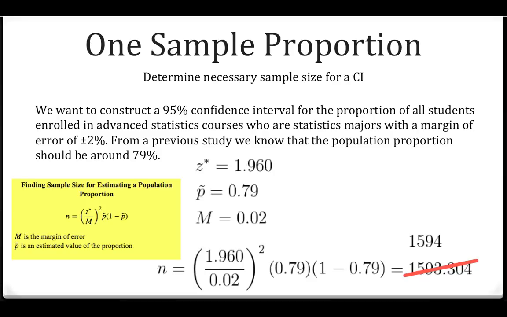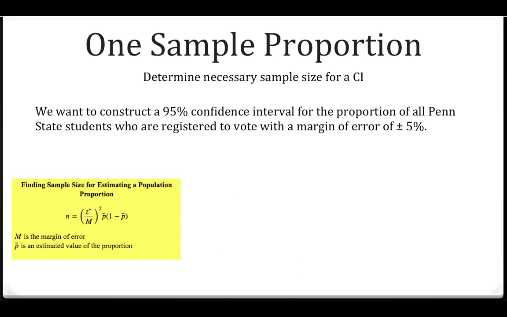Let's look at one more example. We want to construct a 95% confidence interval for the proportion of all Penn State students who are registered to vote with a margin of error of plus or minus 5%. Note that in this case, we're not given an estimate of the population proportion, so we're going to estimate that using 0.50.